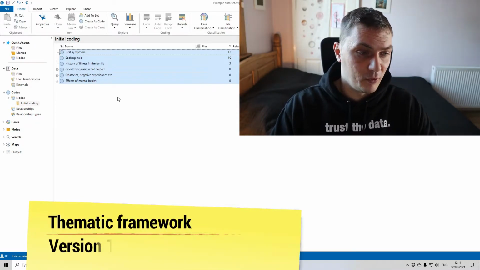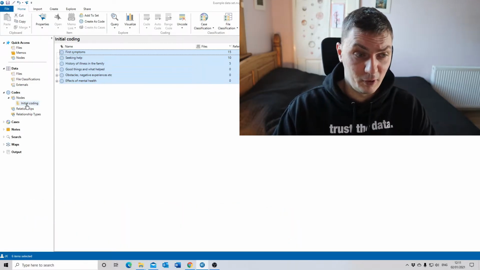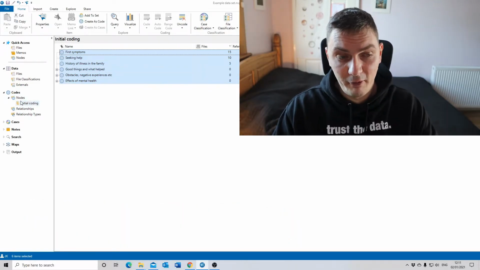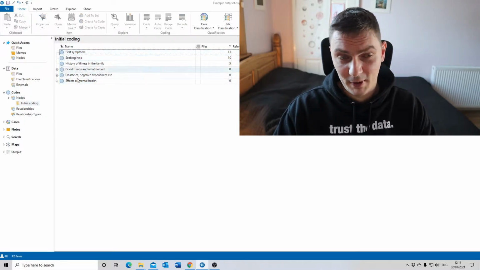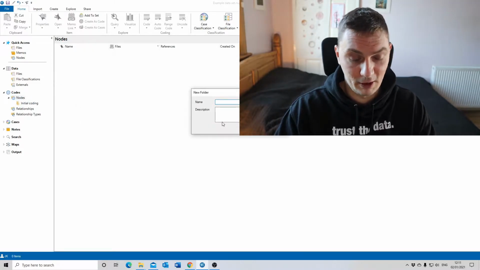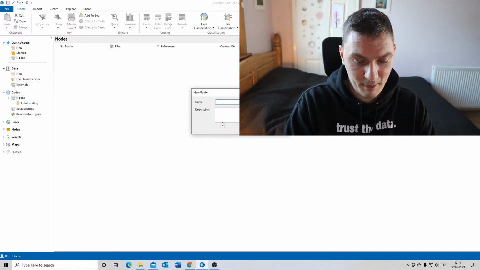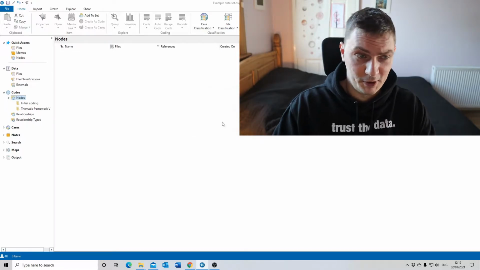So again, as I said before, I'm using NVivo. Don't worry if you're not using NVivo. But if you're using NVivo, I do have to tell you what I'm doing. So these are in my initial coding folder. So usually I just create a new folder. Let's call it Thematic Framework version 1, because I'll show you 2.